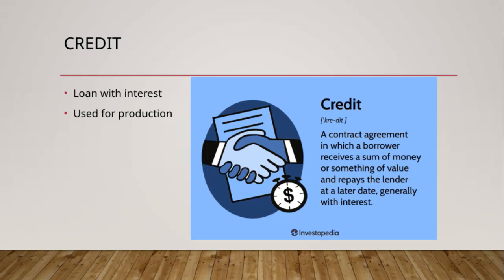So let's talk about loans with interest. These are essentially borrowed sums of money that come with a cost, interest, that you need to pay back on top of the original amount. This type of financing is commonly used for various purposes, especially in production, where businesses need capital to fund their operations or projects. When we refer to credit, we're talking about the broader concept of borrowing money or access to funds, which can be in the form of loans, credit cards, or other financial arrangements.